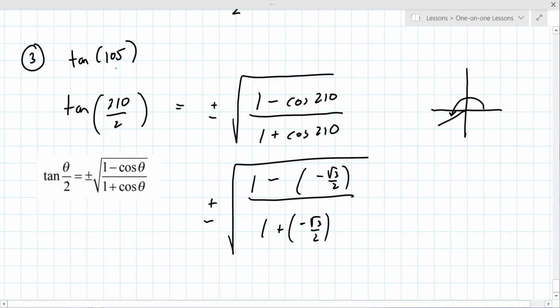So determine the plus or minus. Tangent of 105. Where is 105? 0, 90, 180. So it's over here in quadrant 2. All students take calculus, and you're in the second quadrant. Sine is positive, so tangent is negative. We got another negative again.